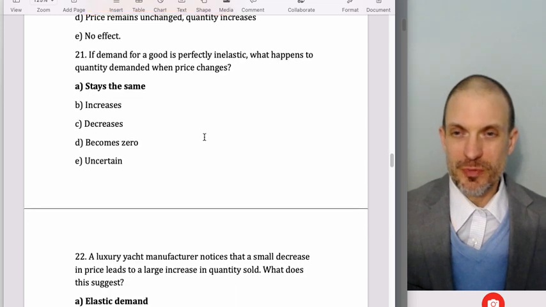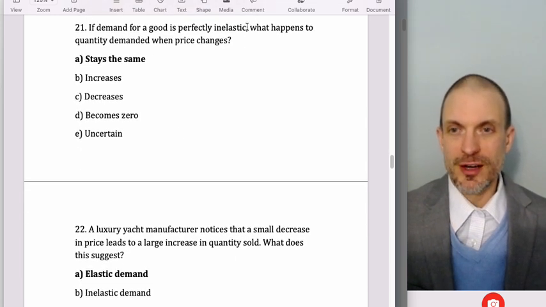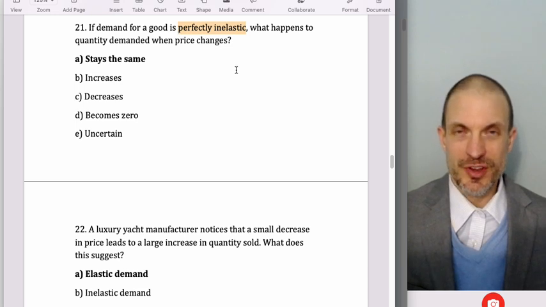If demand for a good is perfectly inelastic, what happens to the quantity demanded when price changes? Well, perfectly inelastic is going to be an elasticity of 0, right?